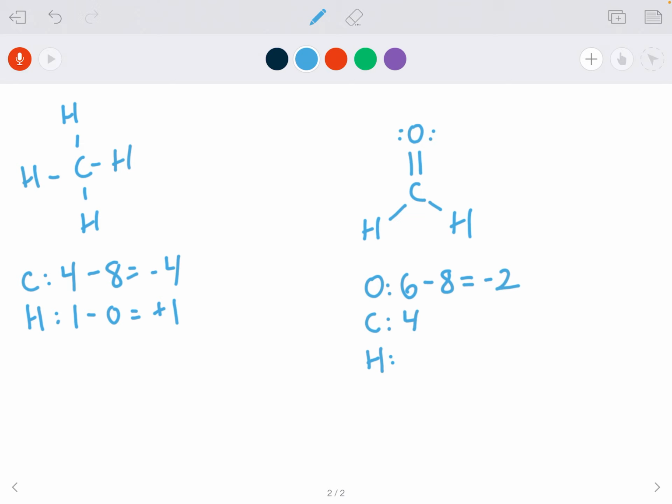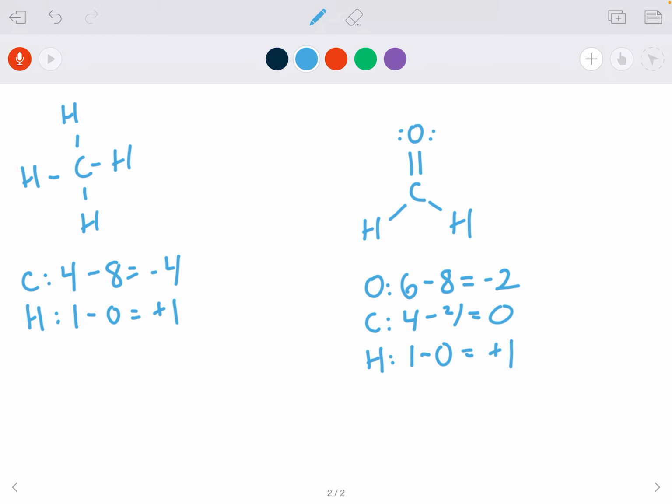Carbon has 4 valence electrons. It gets none of the electrons from the carbon to oxygen double bond, but it gets all 4 of the electrons from the 2 carbon to hydrogen bonds. Right, 2 electrons in each of those bonds, so 4 total. So it's 4 minus 4 to give 0 as the oxidation number. Then hydrogen, again, has 1 valence electron, minus 0 assigned to give plus 1.